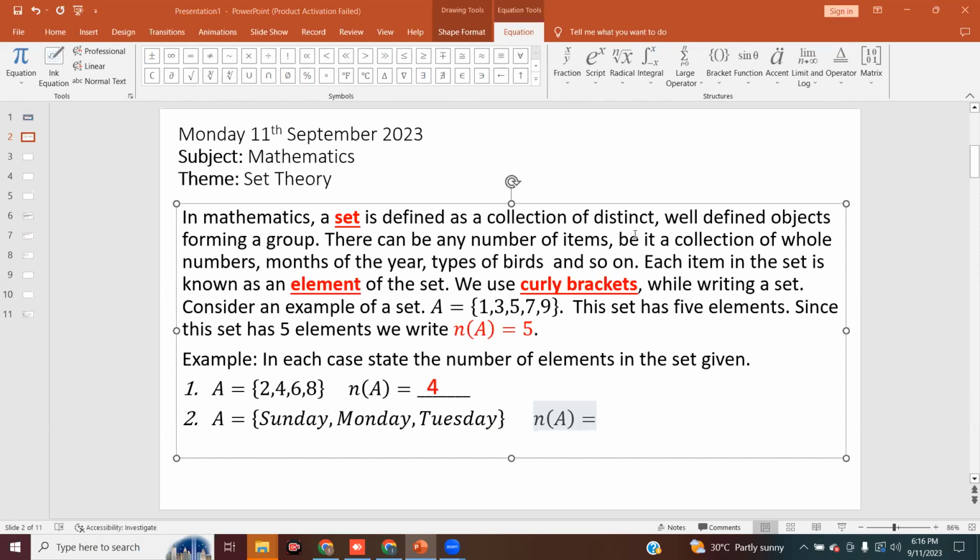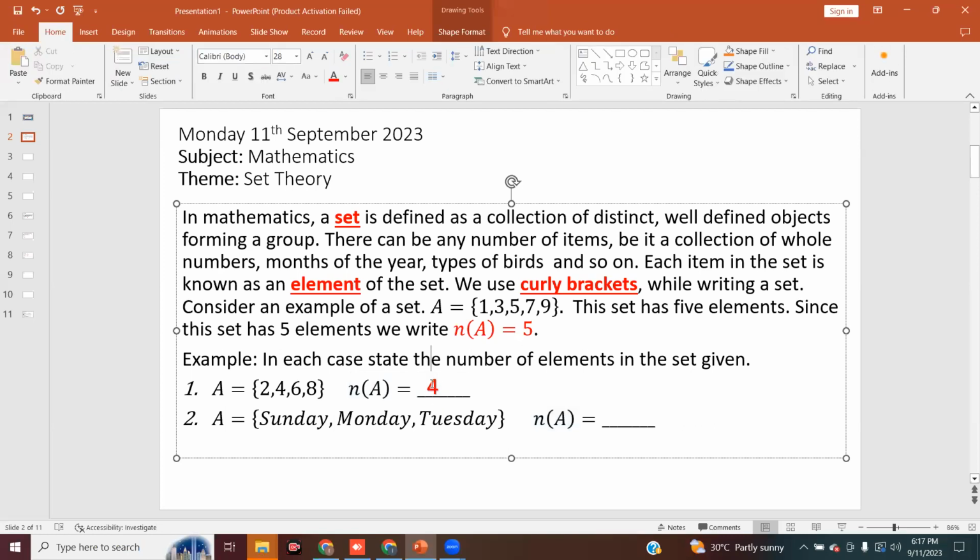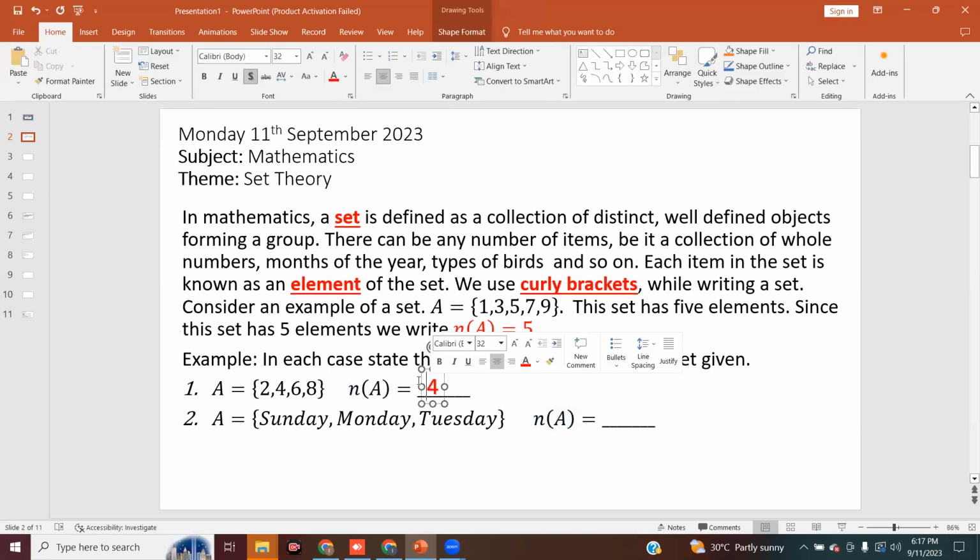So does the set only have to have numbers in it? No, it could also have days of the week, all right? So the number of elements in set A is going to be 3. So the answer here is definitely 3.